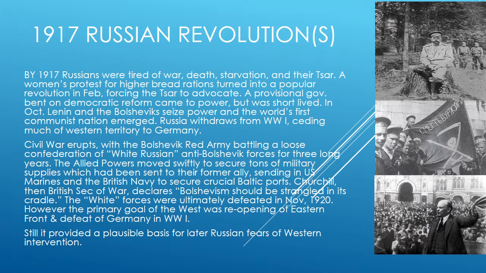Russia withdrew from World War I, ceded much of their western territory to Germany, and for the next 3 years, the Bolshevik Red Army battles a civil war against the White Russian coalition for control of the country. The Allied powers moved in swiftly at the beginning to support the Whites, as millions of tons of military supplies had been sent to the former Ally. Winston Churchill, then the Secretary of War for the British, declares that Bolshevism needs to be strangled in its cradle. This shows us why the Russians had some fear of Western intervention later on.